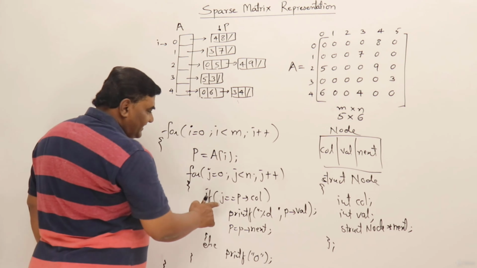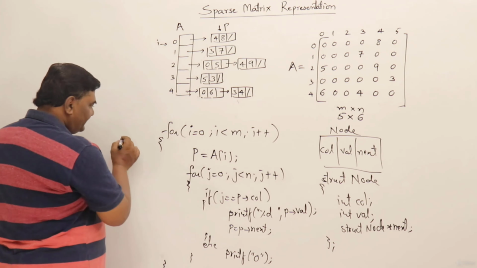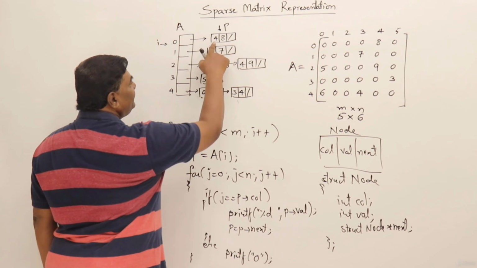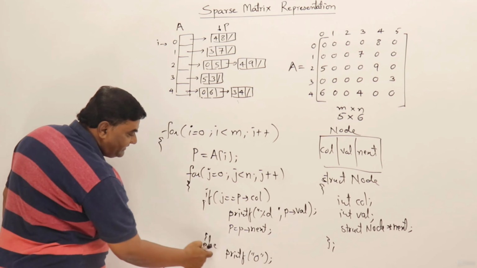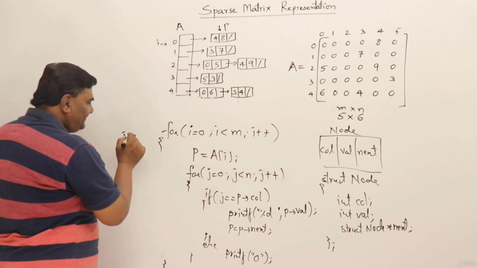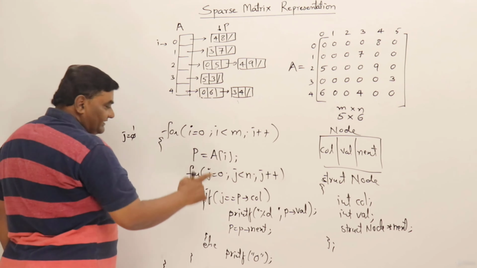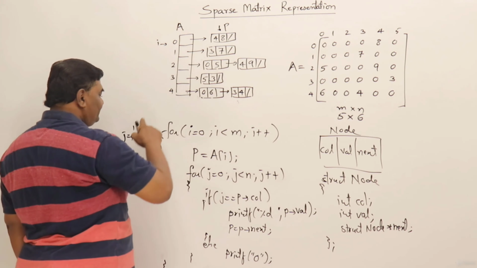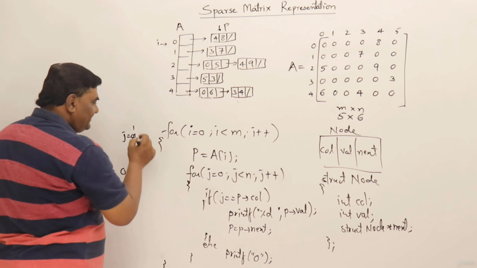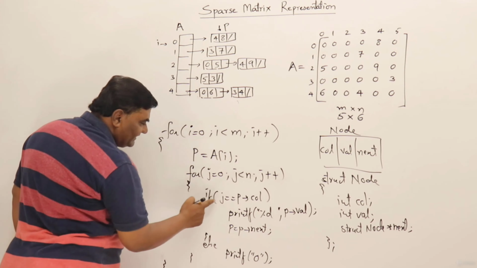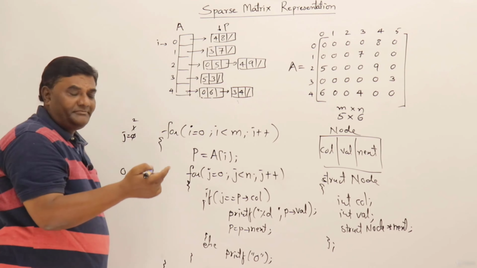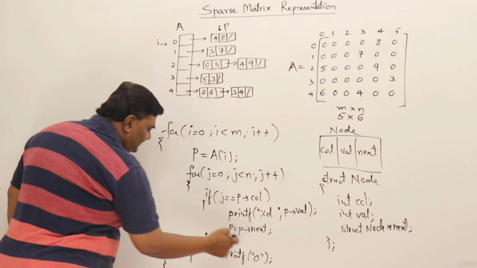Then what is it doing? First time j is 0. Is it matching with P's column? No, it is 4. So print 0. Then j plus plus, j becomes 1. Check if j is equal to P's column. Is it equal? No. Print 0. Then j becomes 2. P's column is 4, so up to 4 it will not be matching. So print 0.